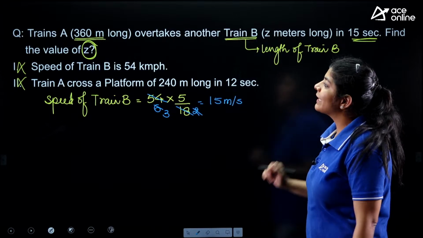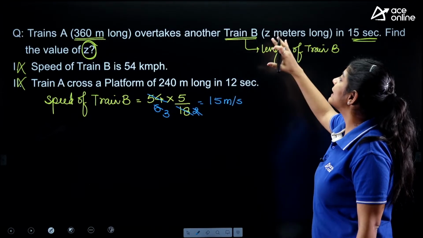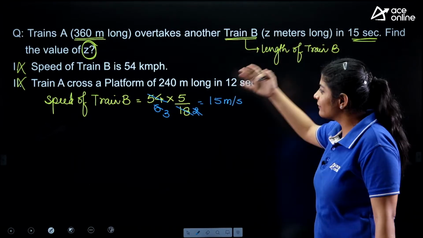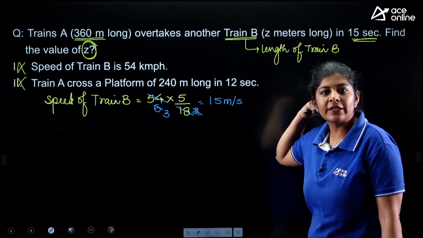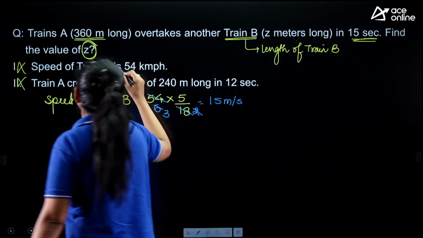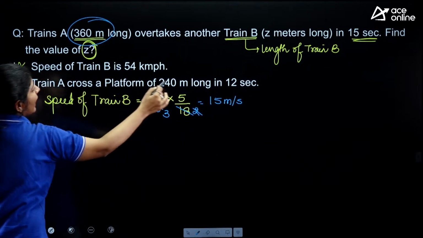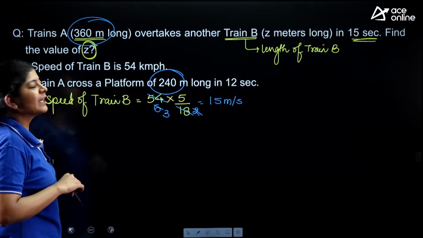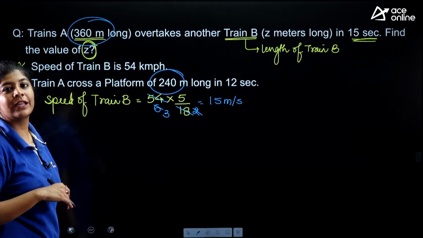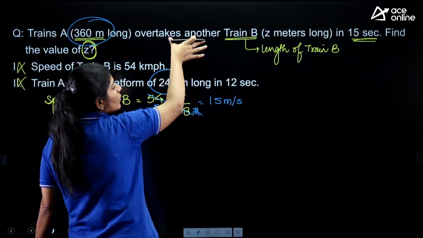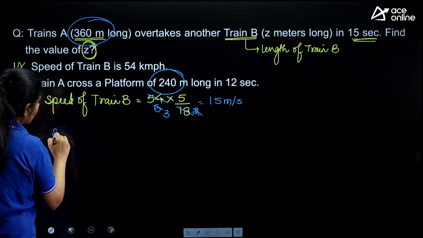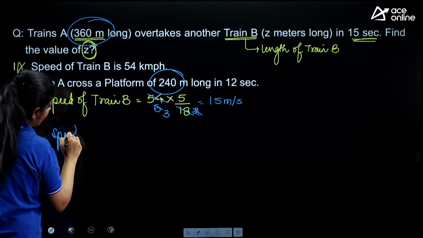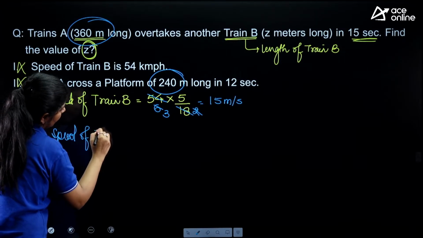Now the question is saying that train A overtakes another train B, okay, but this value is not sufficient to find out the value of x. But if we merge this value and this value, from this one we can easily find out the speed of train A, because after that only we can find the value of z. So first we need to calculate the speed of train A.